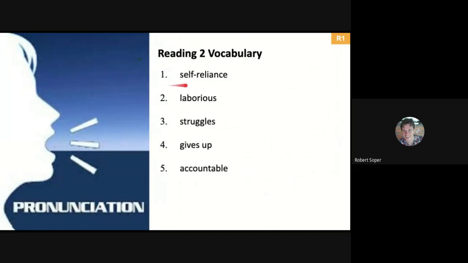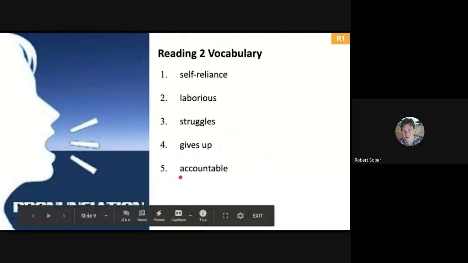So number 1, self-reliance. Self-reliance. Number 2, laborious. Laborious. Number 3, struggles. Struggles. Number 4, gives up. Gives up. And number 5, accountable. Accountable.